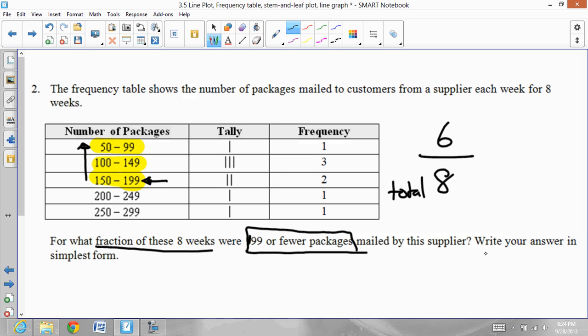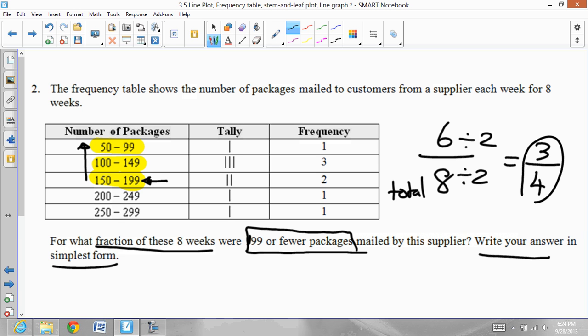And remember, the second part is asking you to write your answer in the simplest form. 6 over 8, they both can be divided by 2. 6 divided by 2 gives you a 3, and 8 divided by 2 gives you a 4, which is the answer.